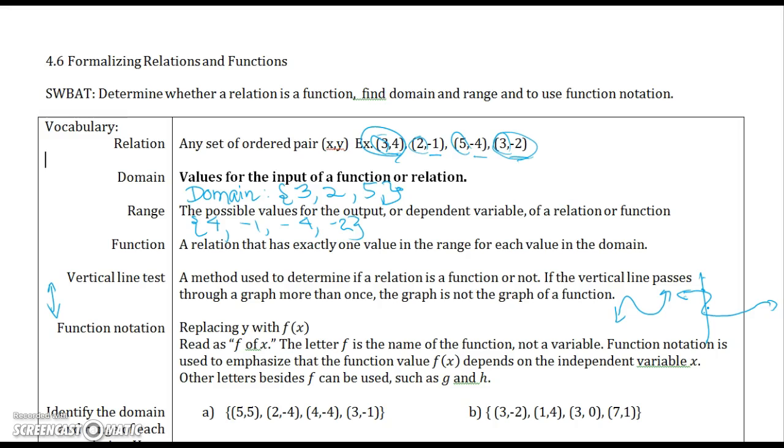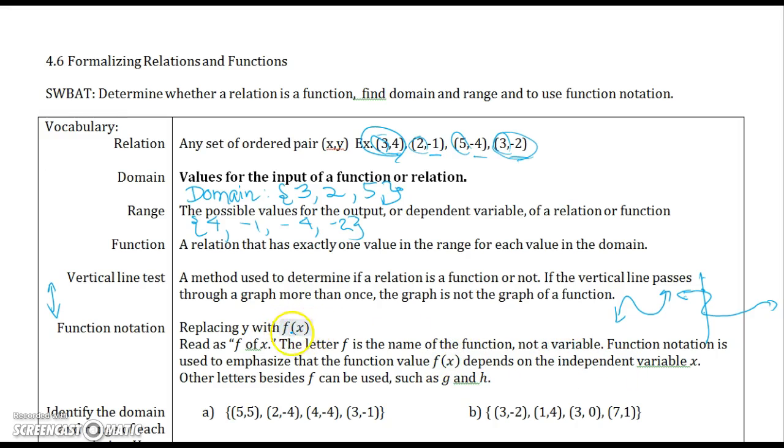Scientific notation. Just kidding. Also known as function notation. Got ahead of myself. That's when we're basically going to be replacing the variable y with f of x. We read it as f of x. It's not f times x. The letter f is the name of the function, not a variable. So this is not f times x.